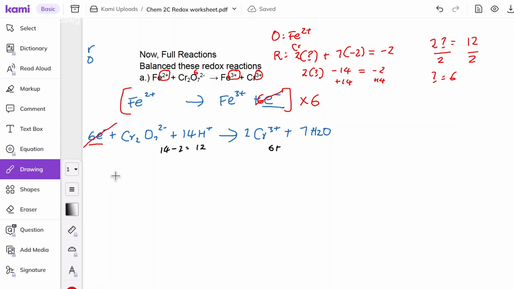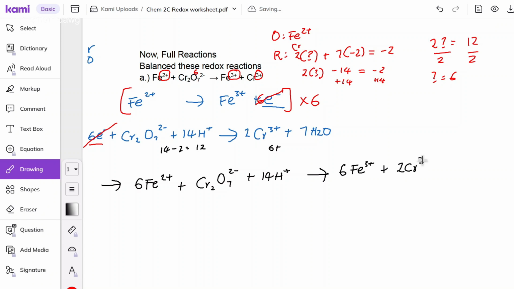And we write the whole equation out right here. Remember, this whole equation got multiplied by 6. So it becomes 6 Fe2+, and then plus these reactants on this side, plus Cr2O7 2- plus 14H+, and the products, we have the products now, 6 again, Fe3+, 2 Cr3+, 7H2O.